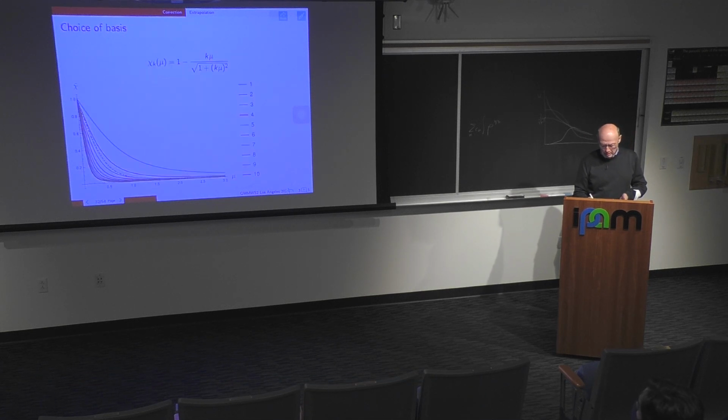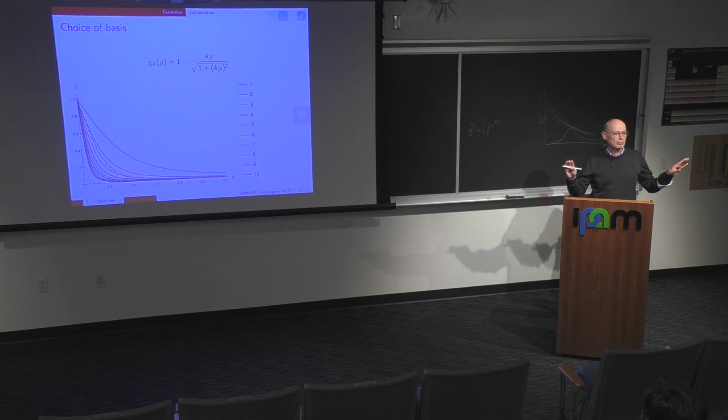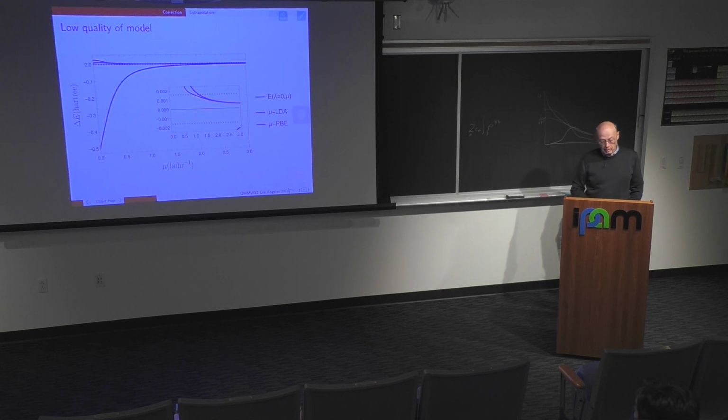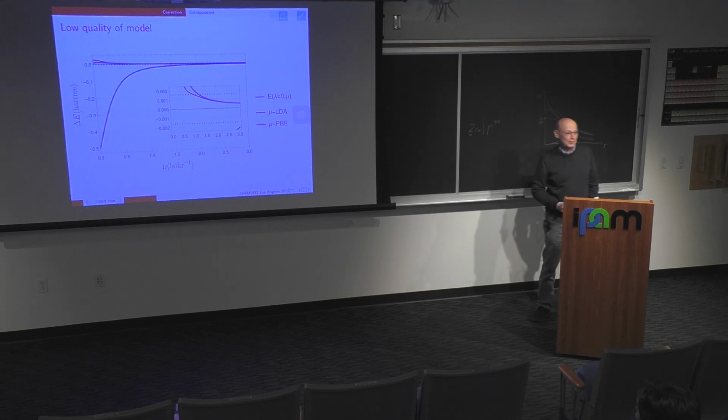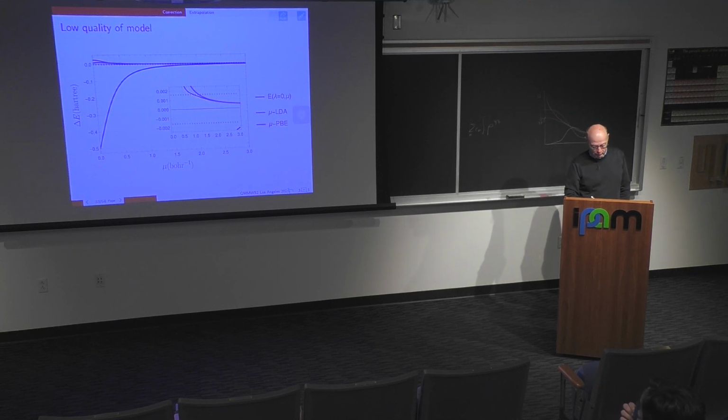But you see, the basis functions are very simple here. They are based on the asymptotic behavior, just the leading terms. And now you see how catastrophic this model is. The model gives you this black curve here.